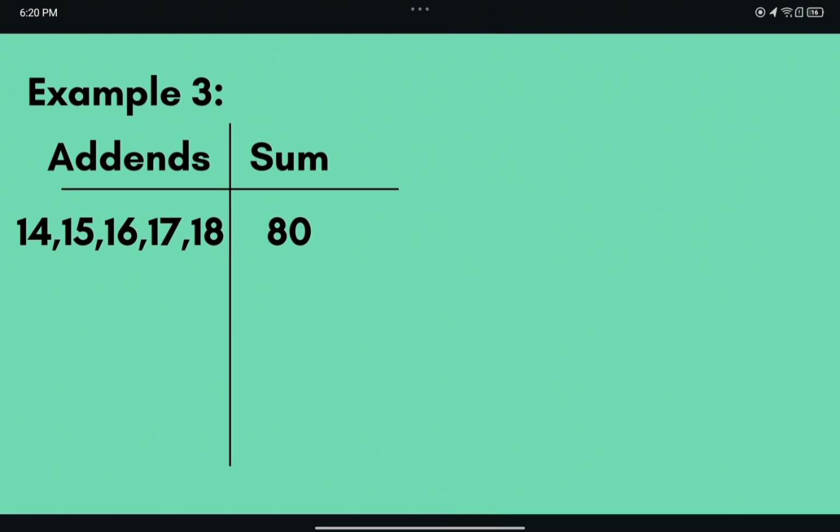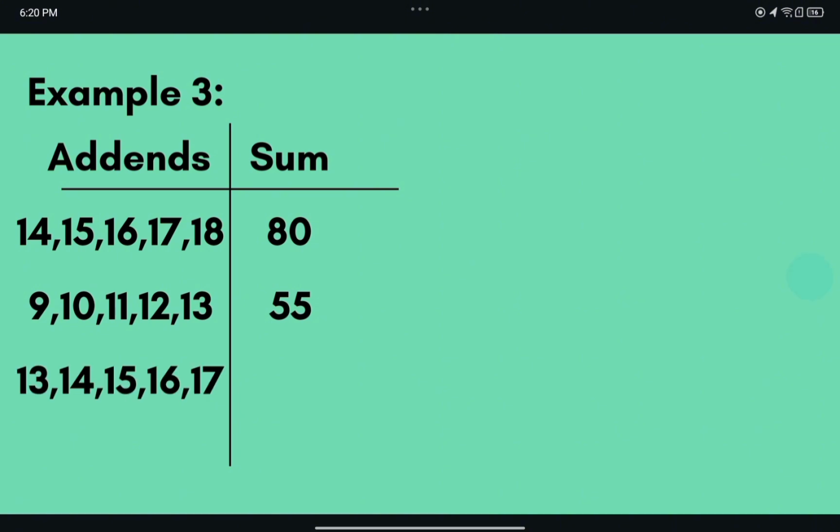Mataas siya sa hinihingi. So, gawa ulit tayo ng panibago. So, 9, 10, 11, 12, 13 will be 55. Bumaba. Hindi siya angkop dun sa hinihinging given. So, next, gawa ulit. 13, 14, 15, 16, 17 equals or will be 75.